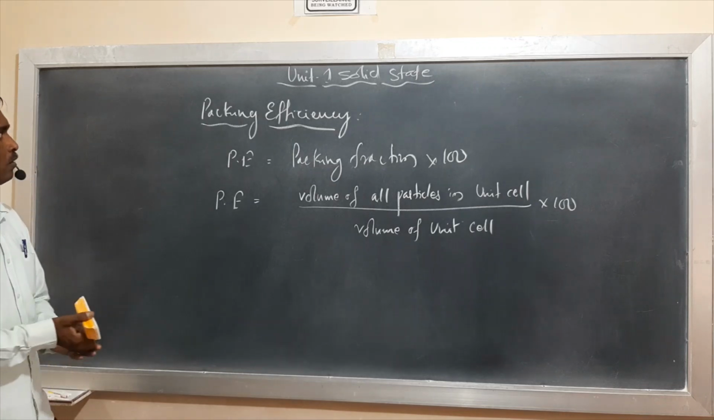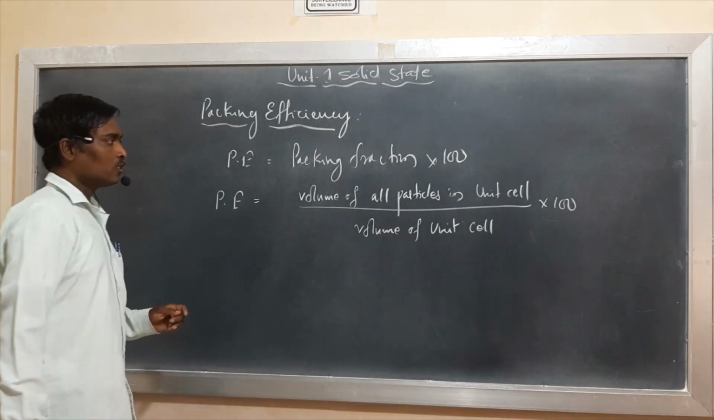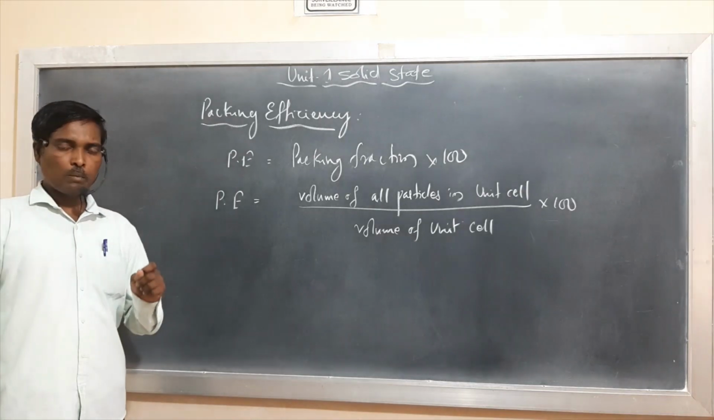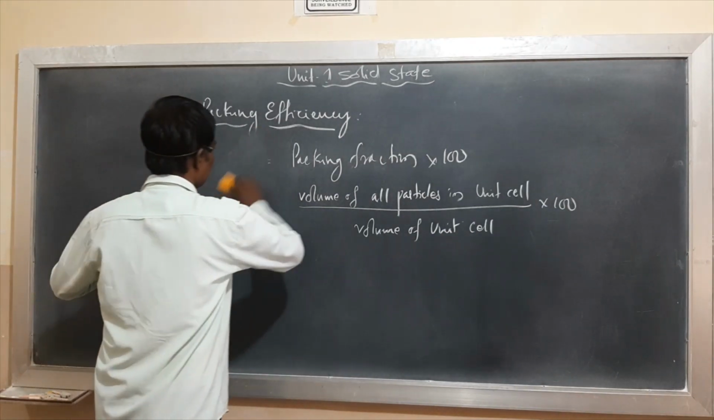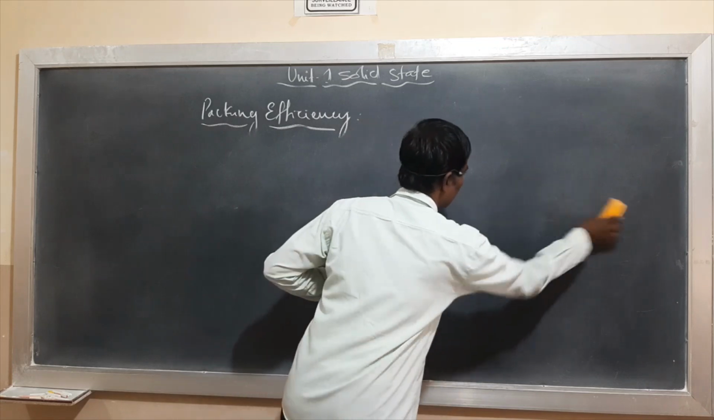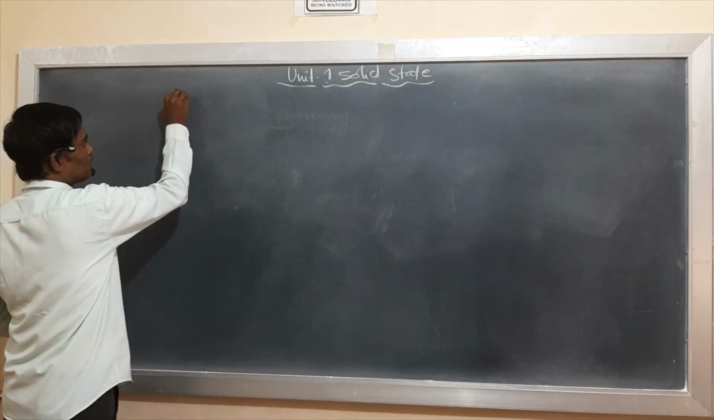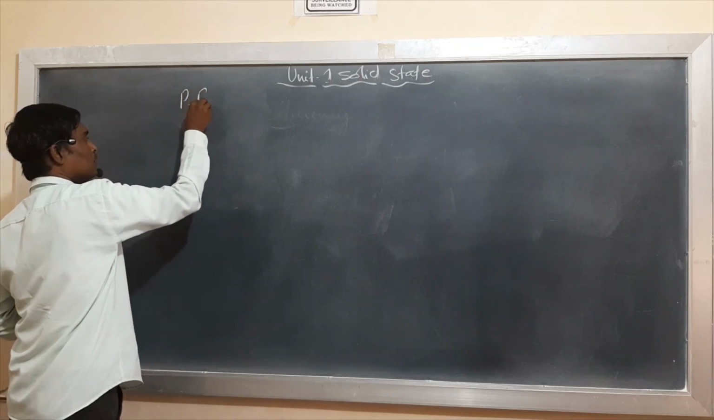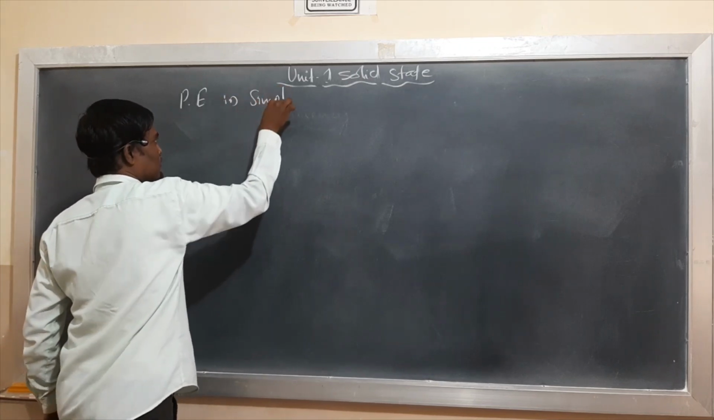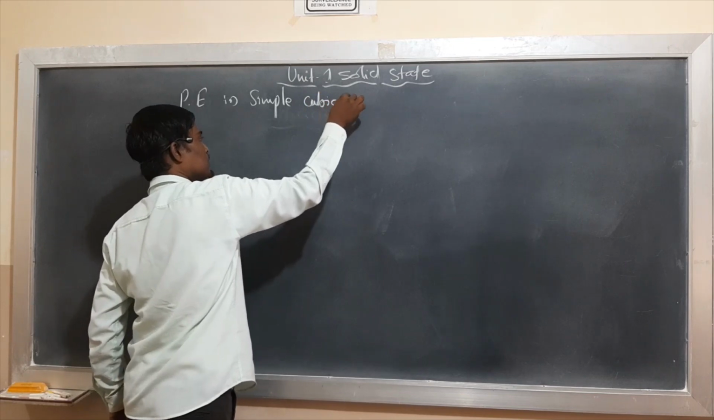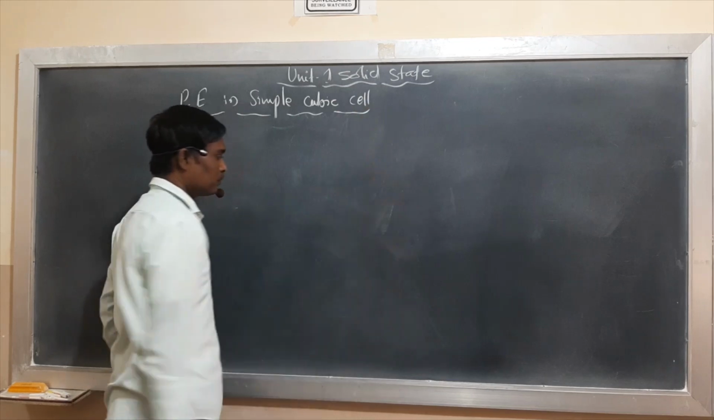Now let me begin with the first unit cell, that is a simple cubic unit cell. We calculate the total percentage of the particles occupied in a simple cubic cell. So here, writing in short, packing efficiency in simple cubic cell, as in SCC unit cell.